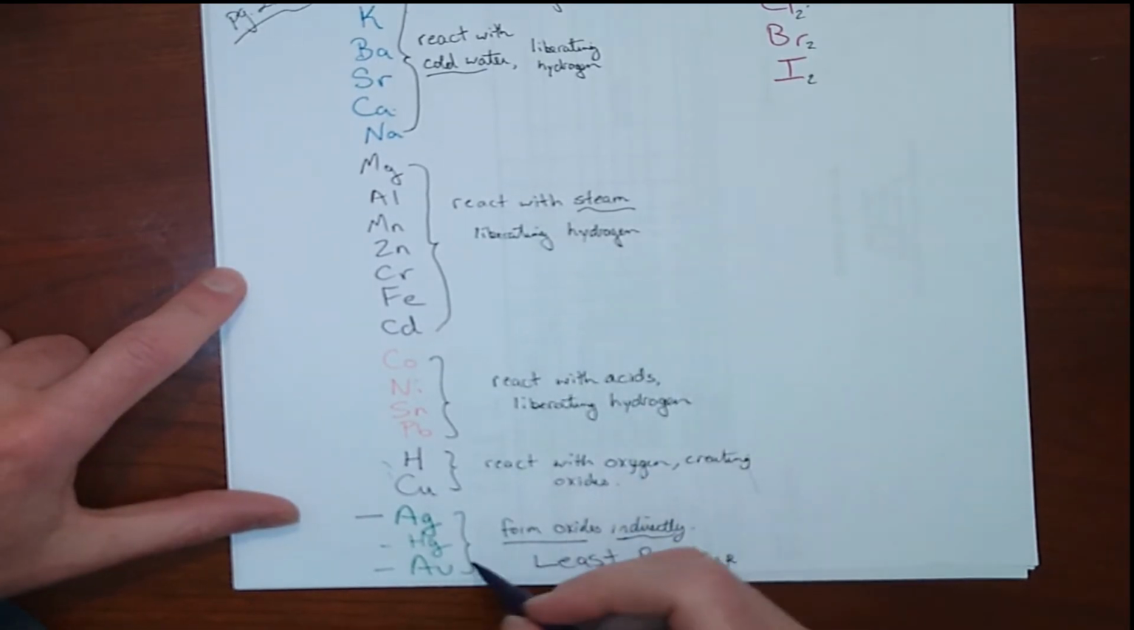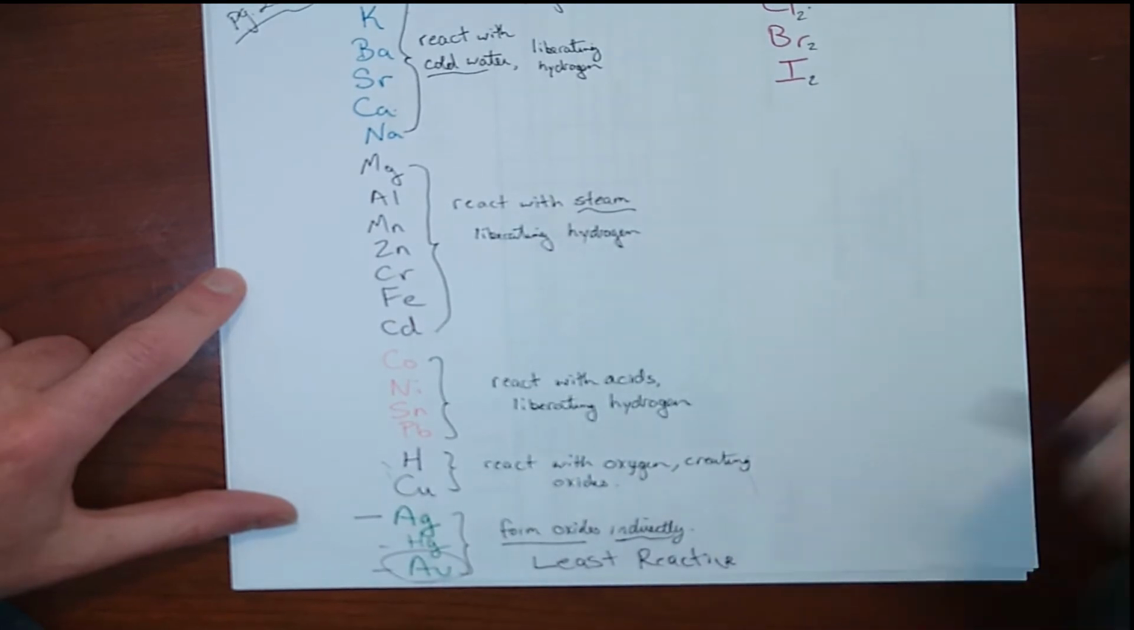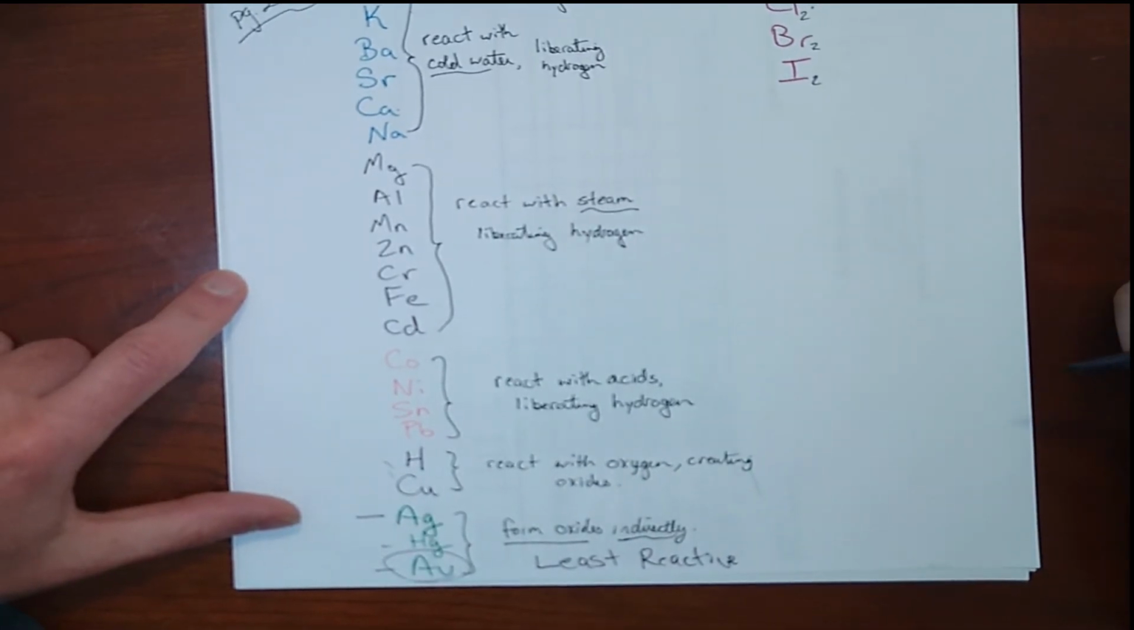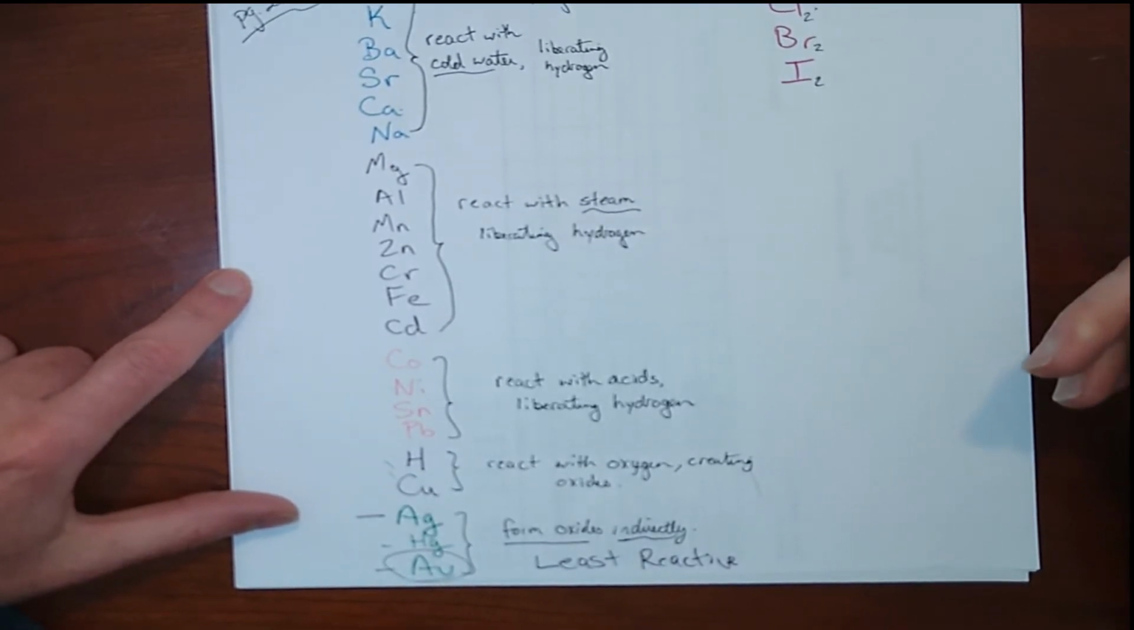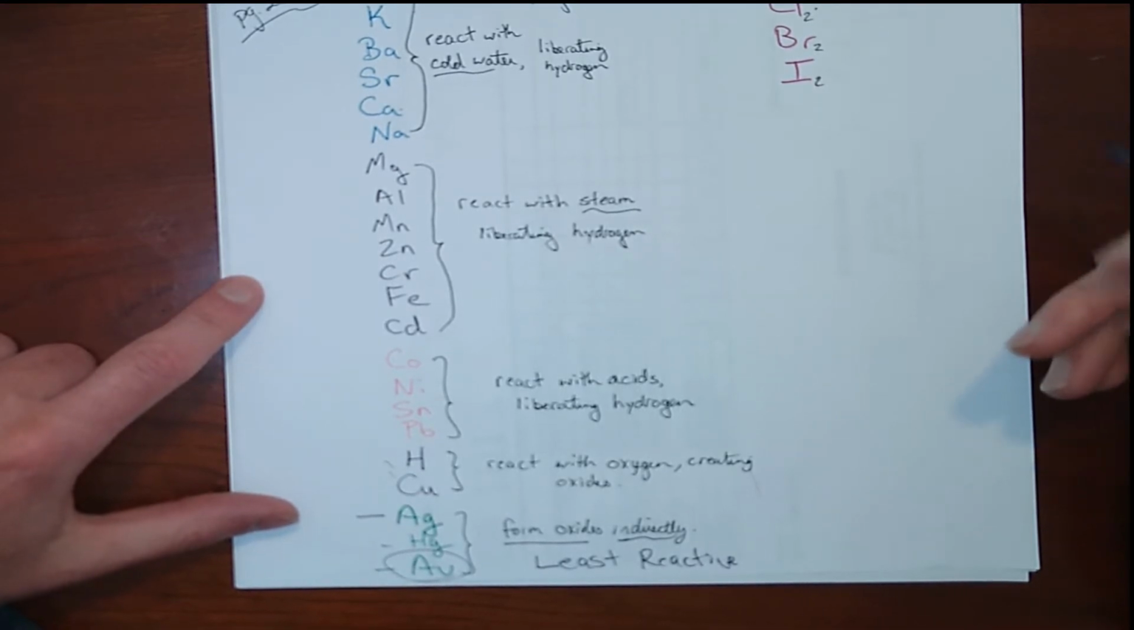And this is the reason why gold is, in fact, so inert, and it's valuable. Part of what makes it valuable is the fact that gold does not oxidize. Gold does not react with very many things, or under normal conditions, it does not react, at least.